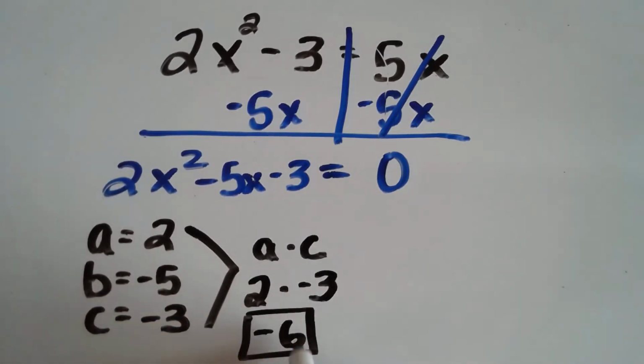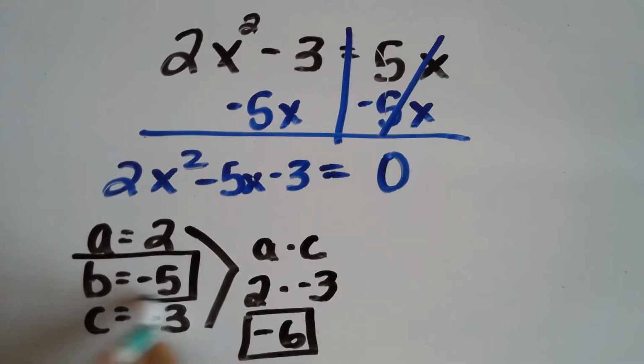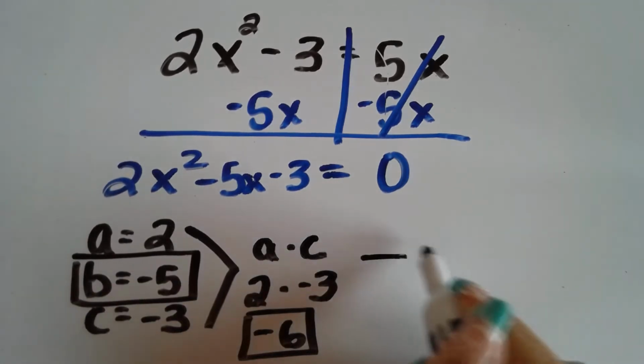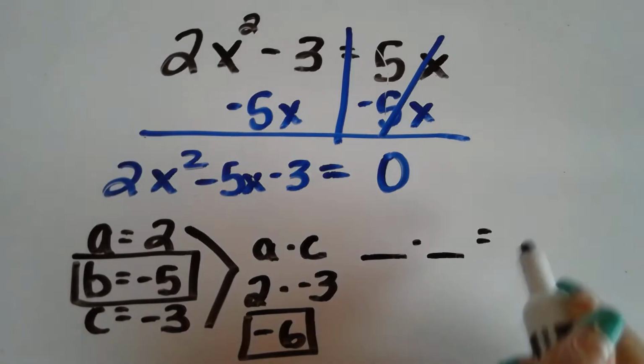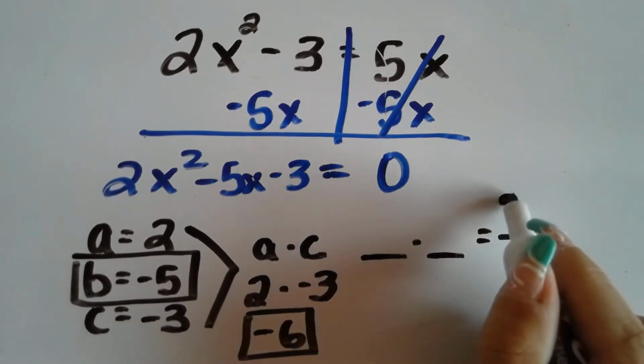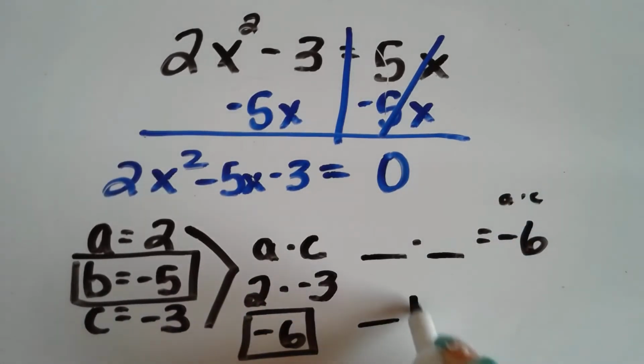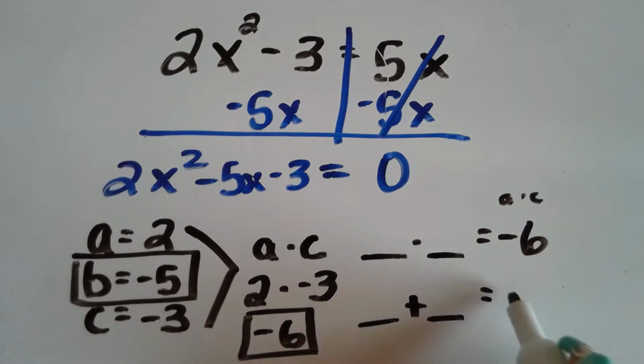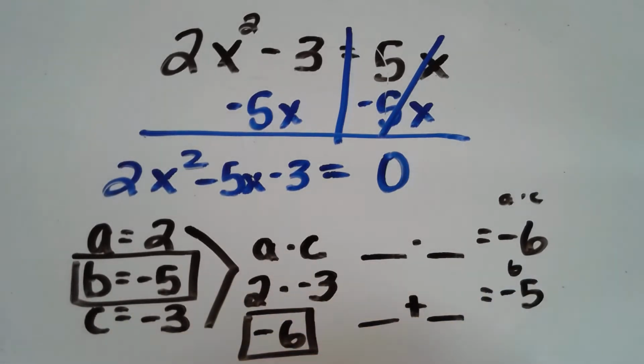So let's go ahead and identify our a times c, and our b. Now let's find two numbers that multiply to be our a times c, which is negative 6. And those same two numbers have to add to equal negative 5. Okay, and that's our b. Let's start by finding the factors of negative 6, okay?